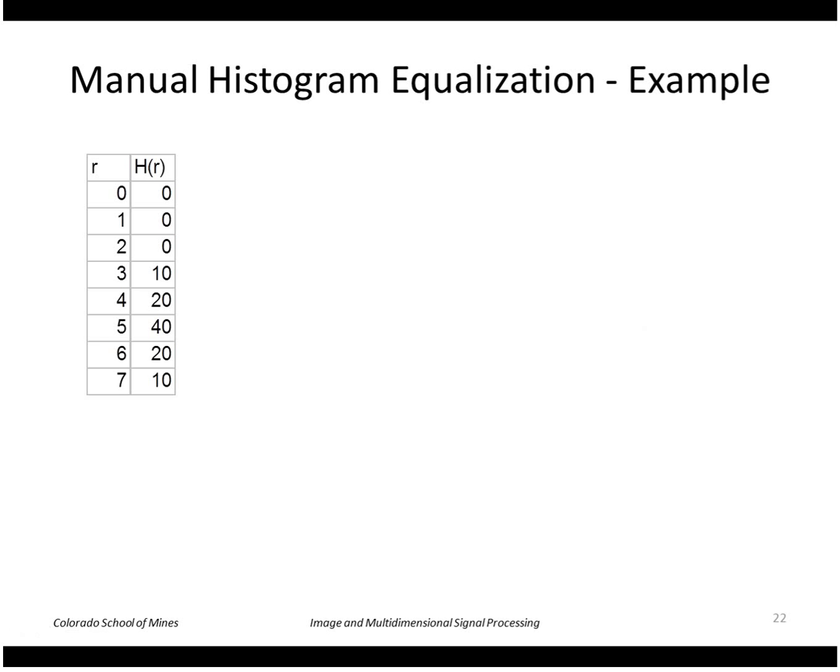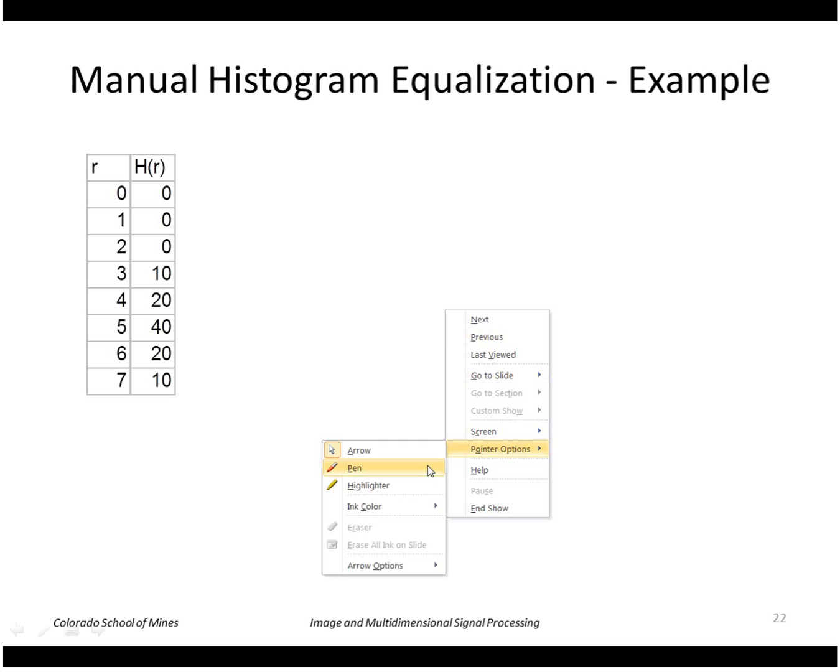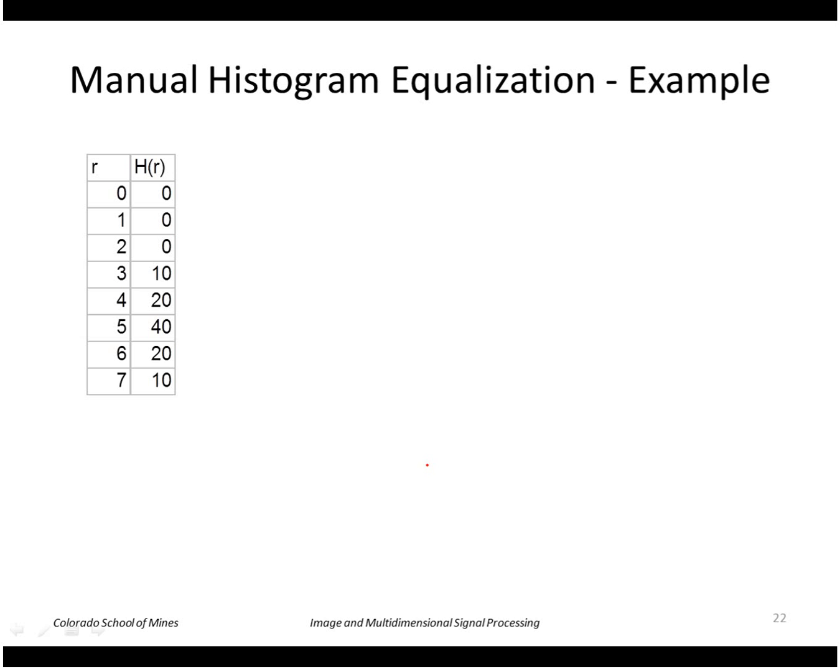Here's an example. This is so easy, you can do it by hand. We want to compute the transformation function for this. First of all, we sum the values here and we get 100. So for the probability of each value of R, we simply divide H by 100. So we get 0, 0, 0, 0.1, 0.2, 0.4, 0.2, and 0.1.